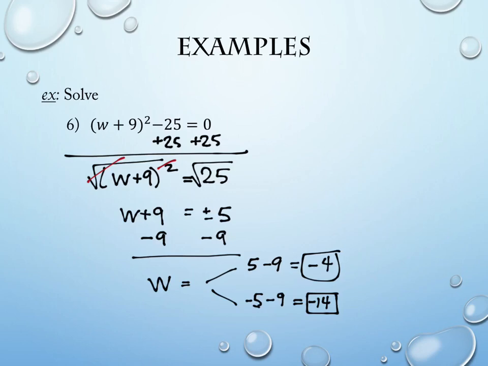You wouldn't have to write out the whole 5 minus 9. I just want to show you where it's coming from because it looks different than the last one. Could you jump straight from W plus 9 equals plus or minus 5, subtracting your 9 to get to these? You could do that. Yeah, that's fine.